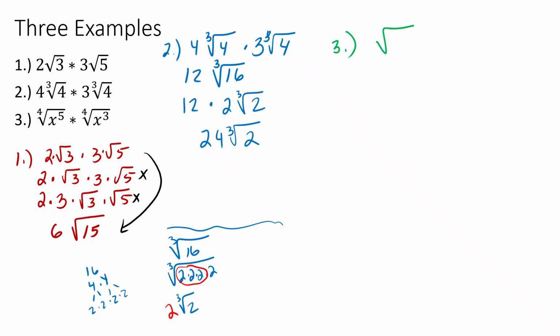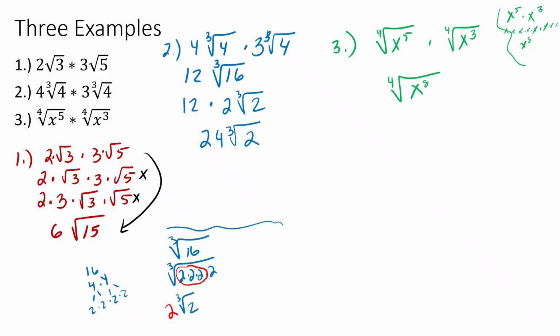All right, last one here, we have the 4th root of x to the 5th times the 4th root of x to the 3rd. And I'll show you this one 2 different ways. So if we just multiply the radicals, we'd have x to the 5th times x to the 3rd. Now, just like this is a quick little thing here. So I've got 5 x's, so 1, 2, 3, 4, 5, and then 3 more, and you can see that would be x to the 8th.